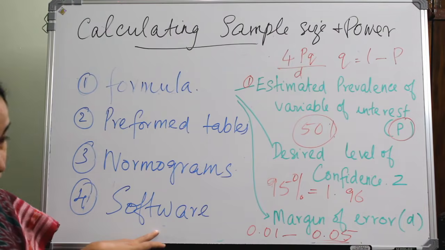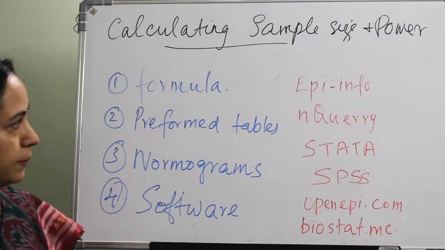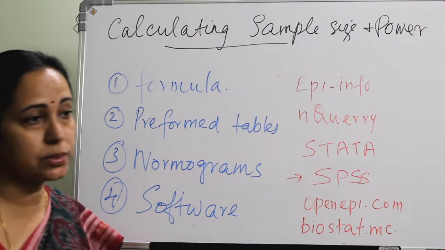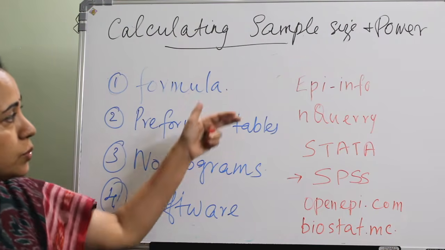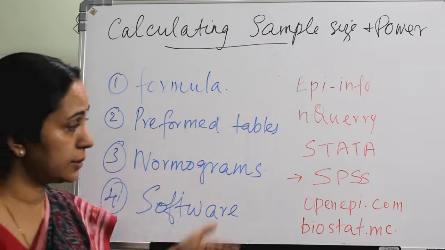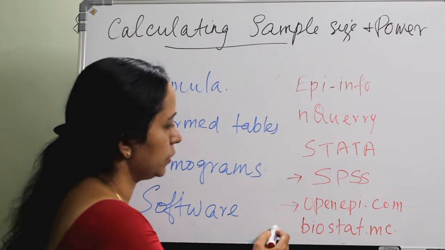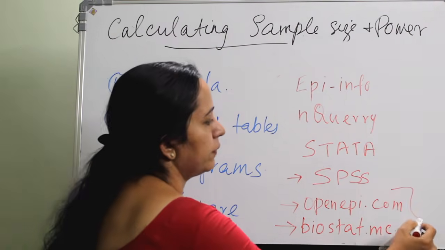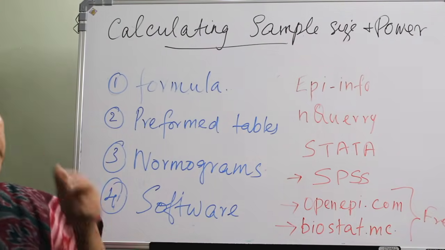And regarding softwares, these are the softwares available for calculating the sample size, like EpiInfo, and SPSS is widely used. Now the latest version is version 27. Also EpiInfo and OpenEpi.com by CDC Atlanta, and Biostat MC by Vanderbilt University. These two are free softwares for calculating this sample size.